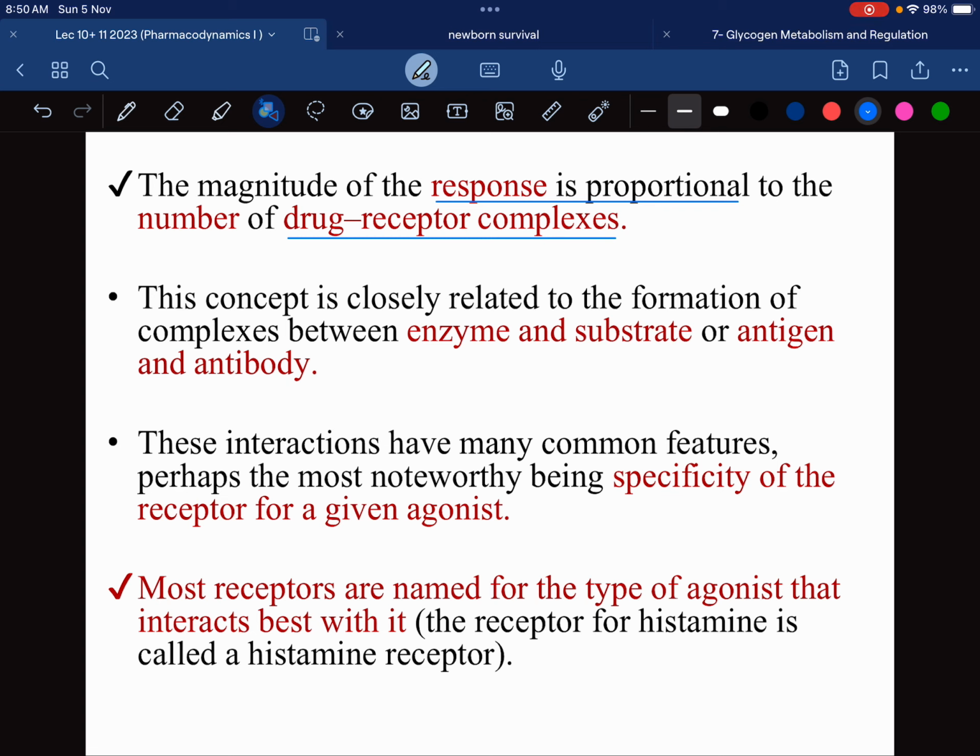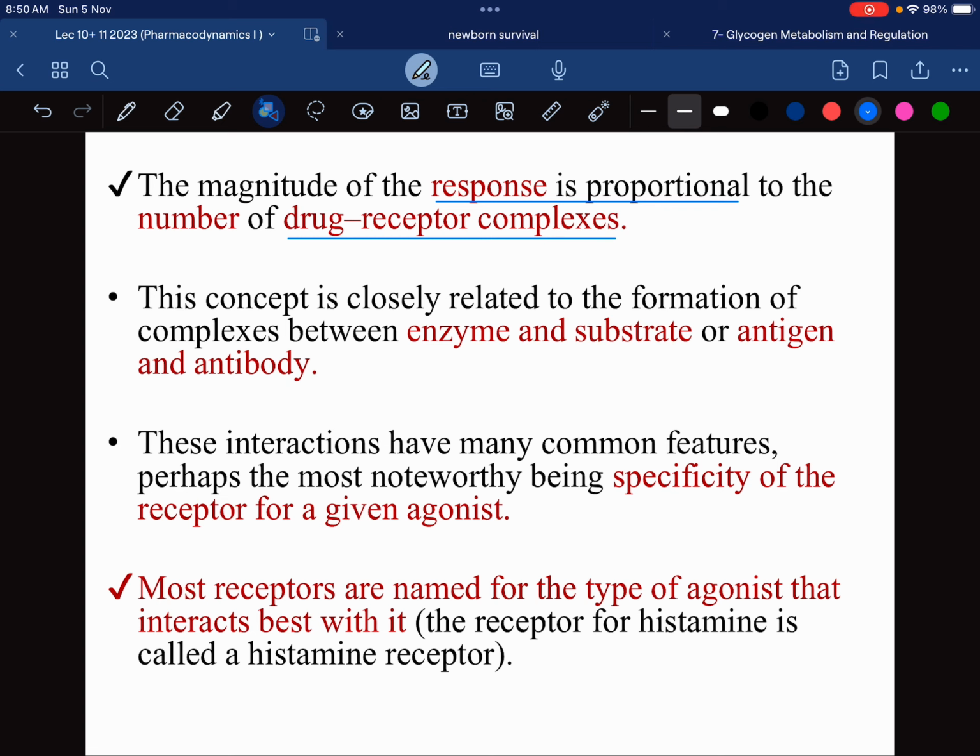It's directly proportional between the concentration of the drug, then the number of the complex between the drug and that receptor, and it will be directly proportional to the biological activity, to the physiological activity, to the pharmacological effect that we want to reproduce.